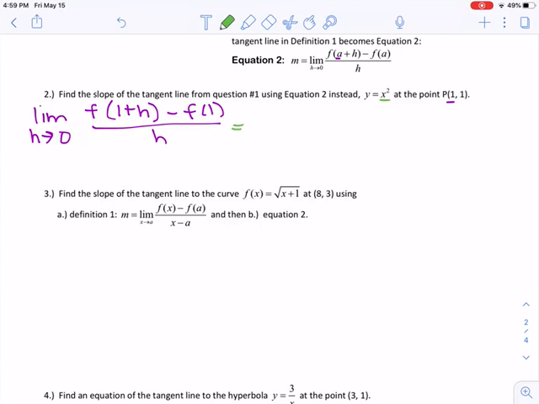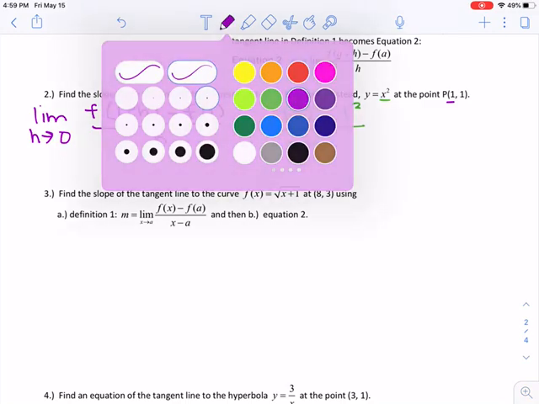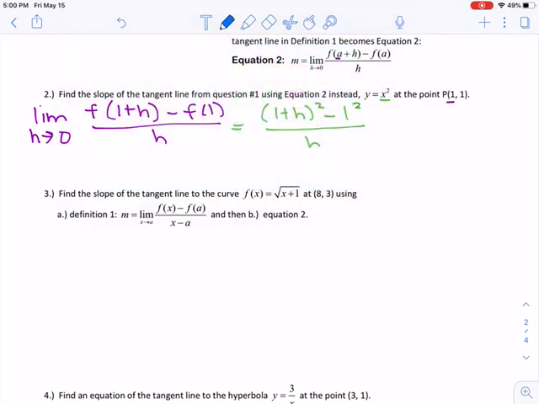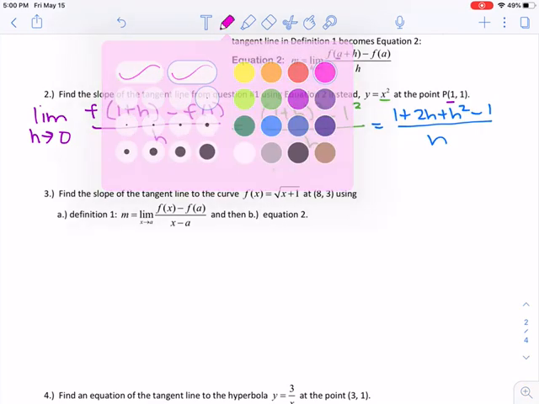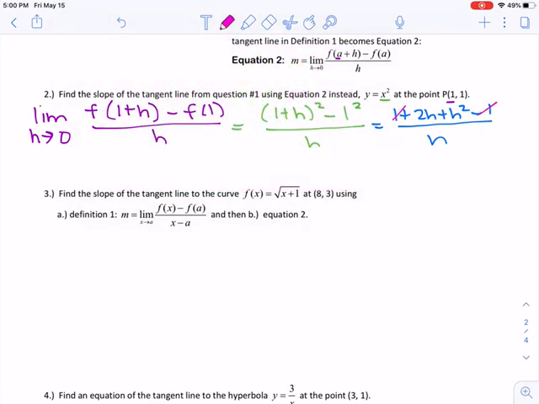If I plug 1 plus h in to my x squared, that's going to be 1 plus h squared, minus, if I plug 1 into that x, 1 squared, all over h. Then we can multiply our binomial out, multiply itself times itself. 1 plus h times 1 plus h is going to give me 1 plus 2h plus h squared minus 1 squared, which is 1, all over h. Notice that your 1's cancel, and you can factor out that h.